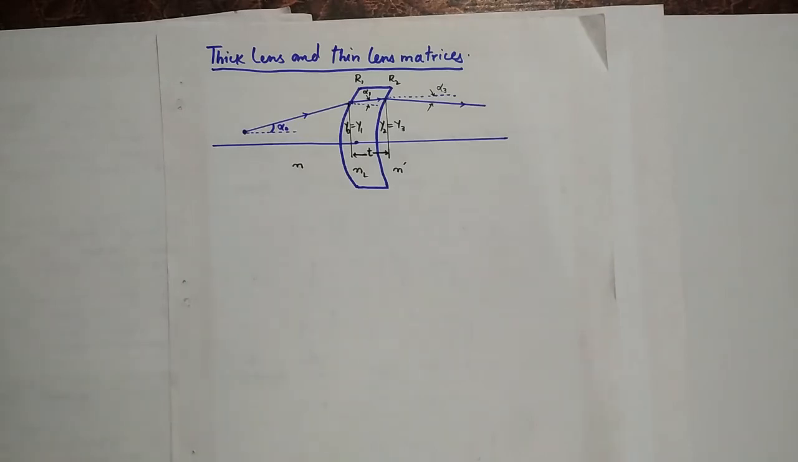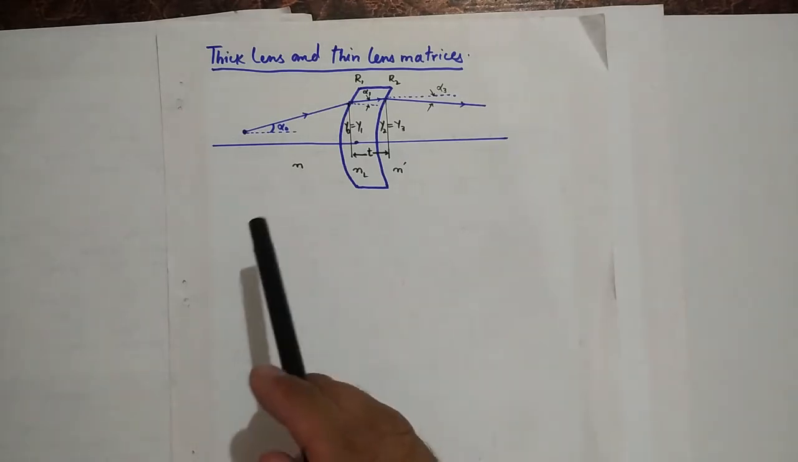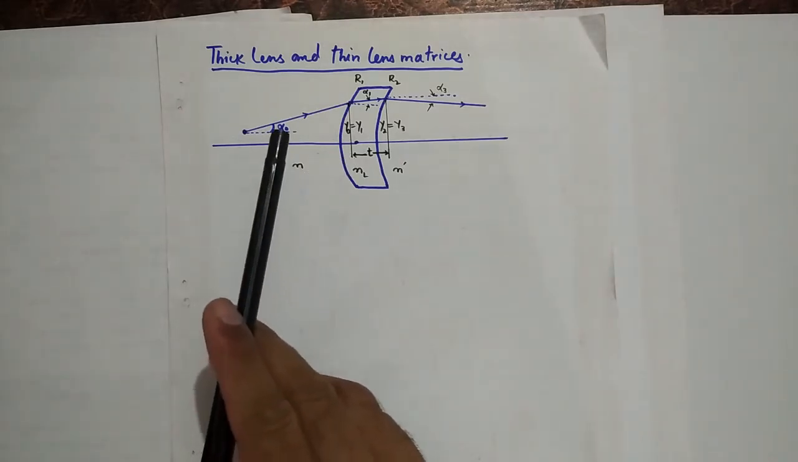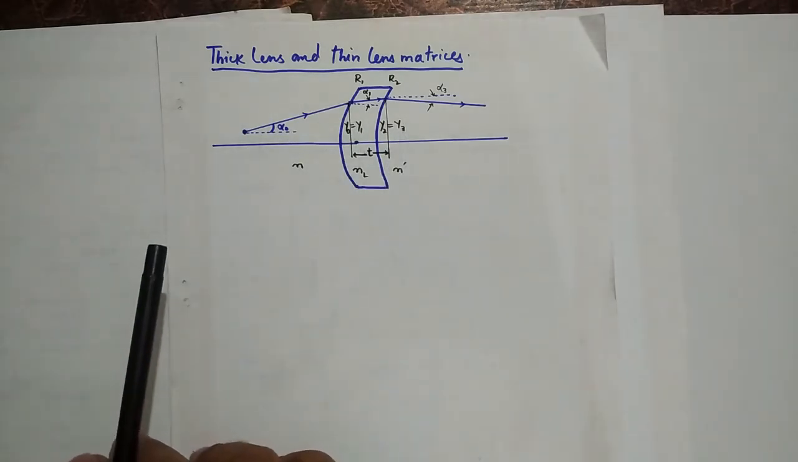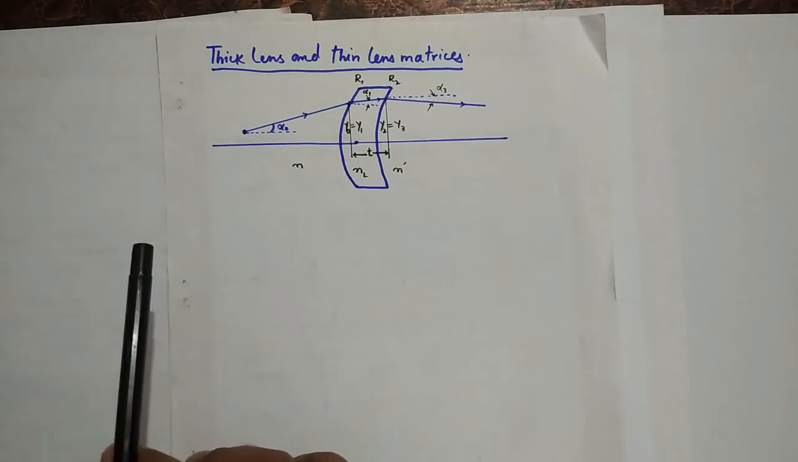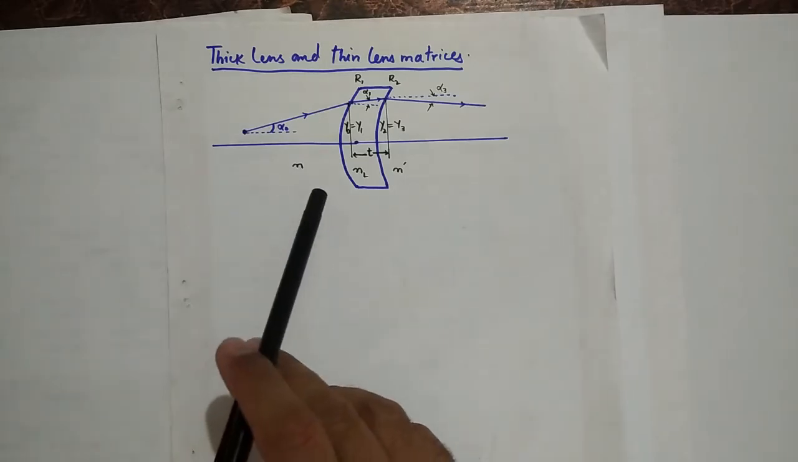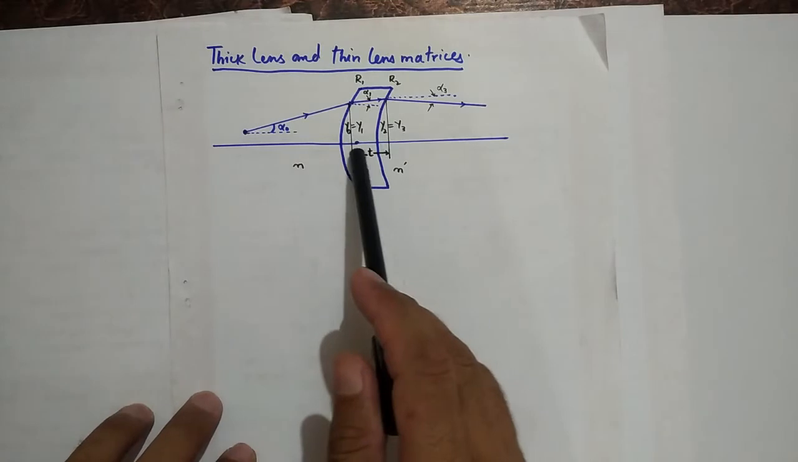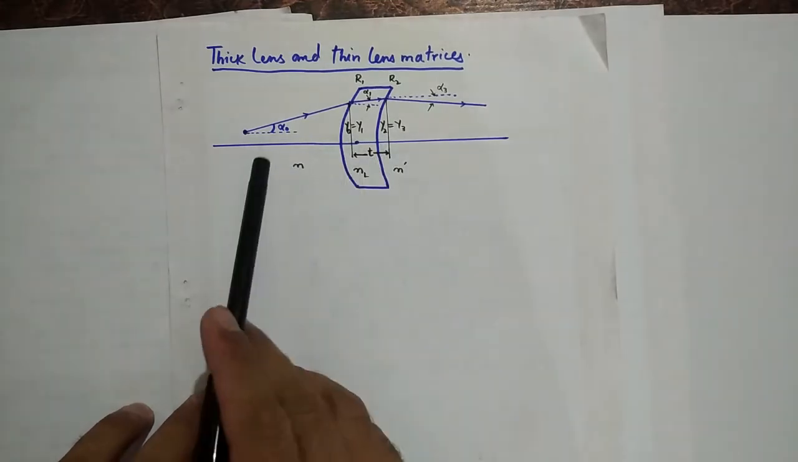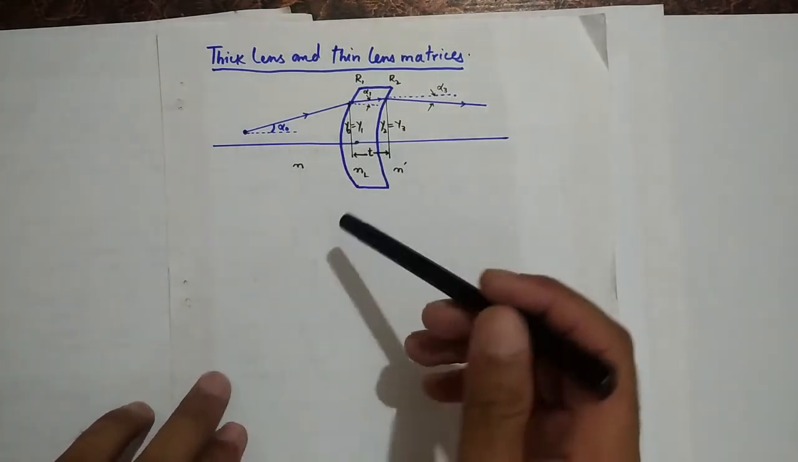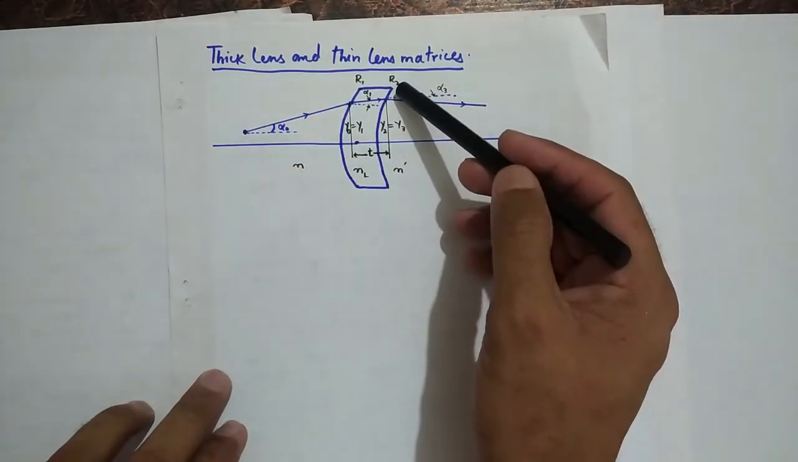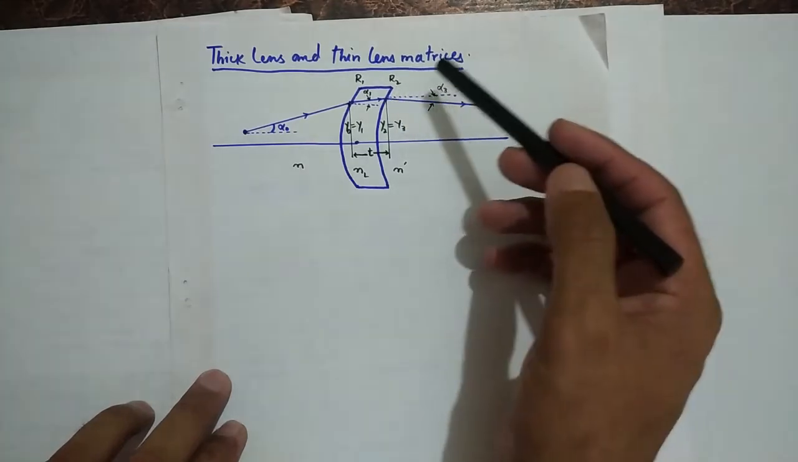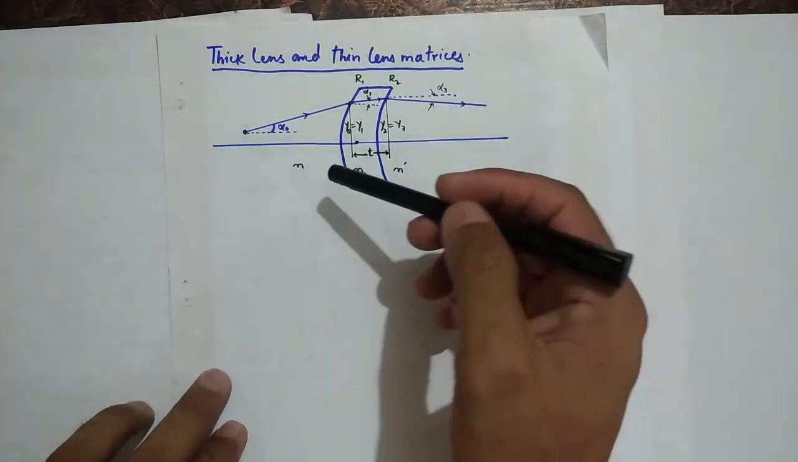Now in today's lecture we are going to derive the matrix for a thick lens and then for a thin lens. So here we have considered our thick lens, which has some thickness t. Here the radius of the first interface is r1, while the radius of the back interface is r2.